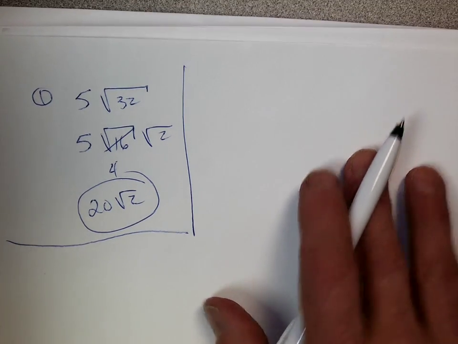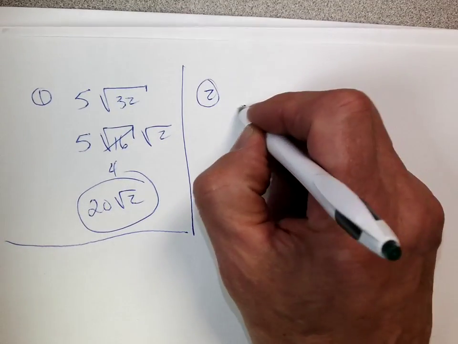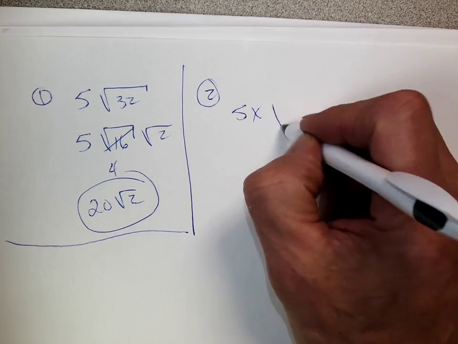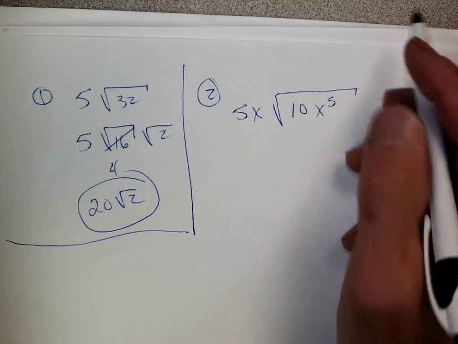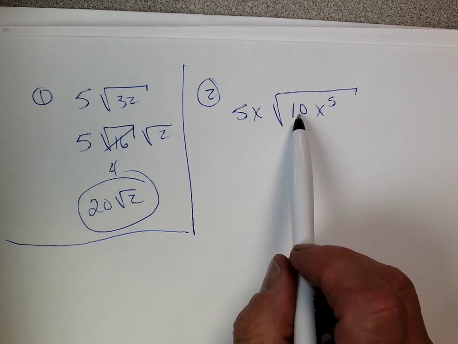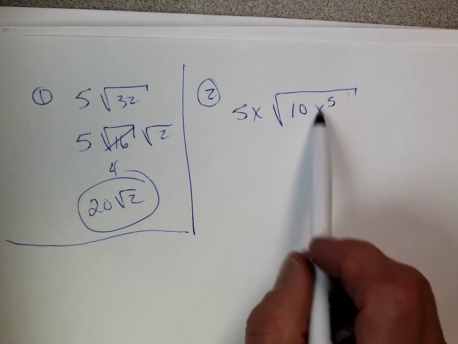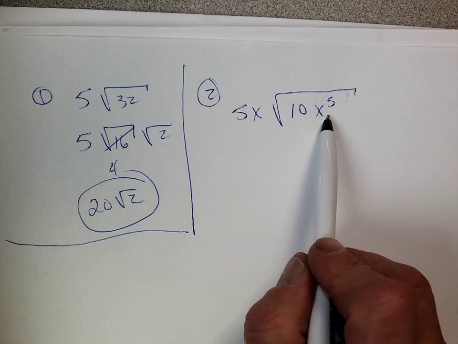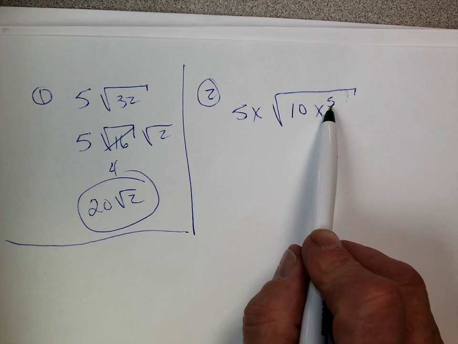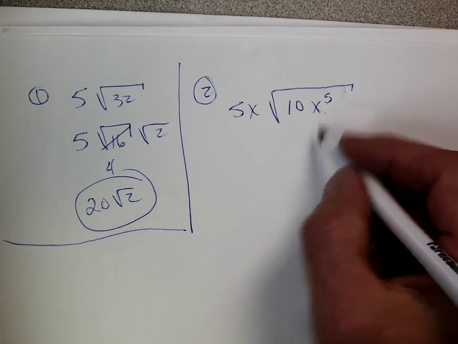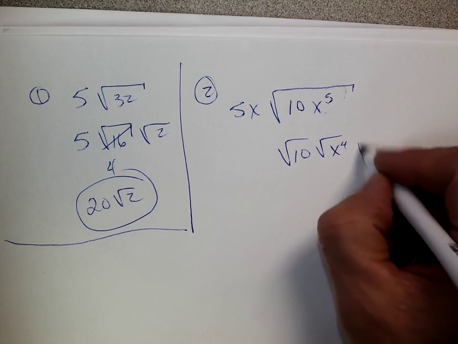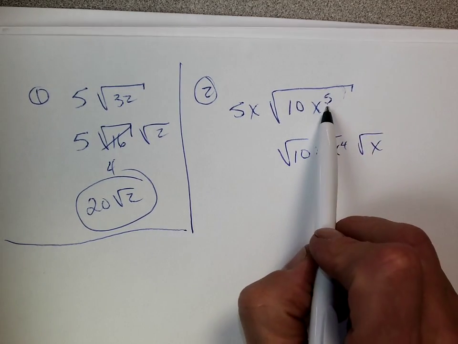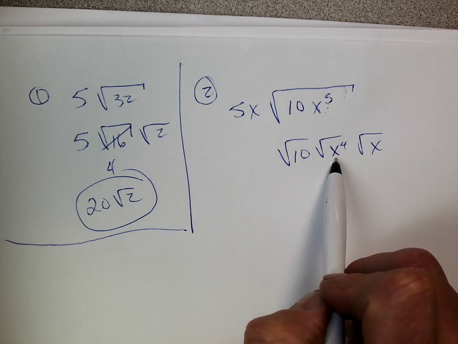Good, okay. Number 2, we have 5x square roots of 10x to the 5th. Can't do anything with 10. 10 will not break down, but I can do something with the x to the 5th. What I want to do is make this an even number, so I can take half of it. So I'm going to rewrite it as x to the 4th and x. So I take 1 away from it, so I can make it even, so I can take half of it.